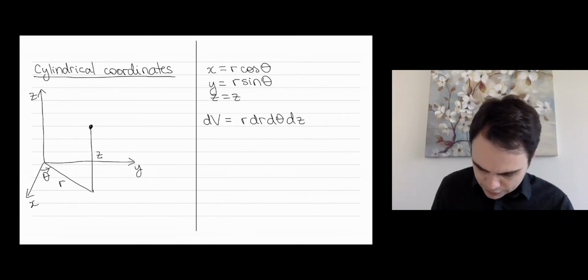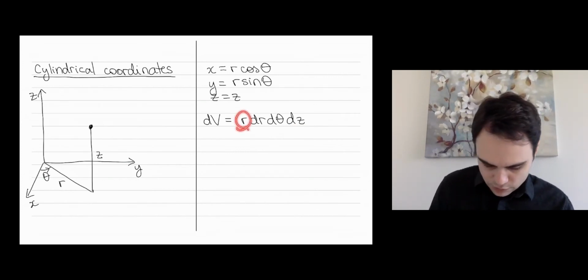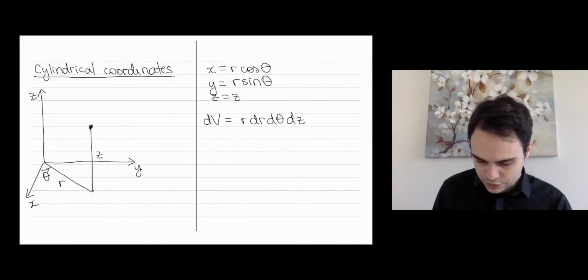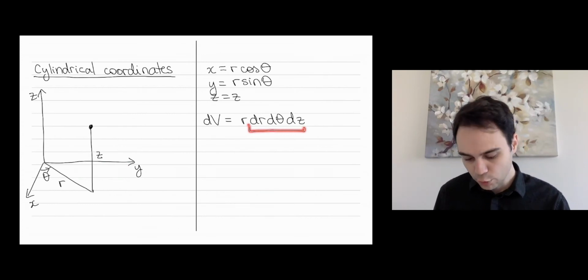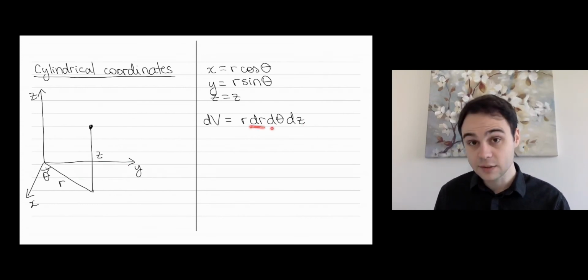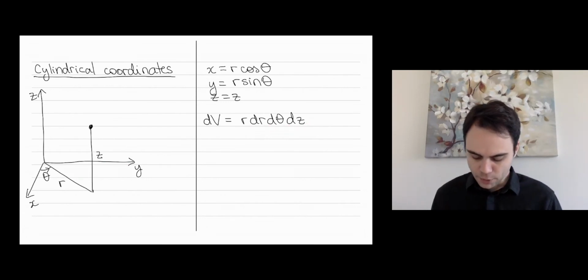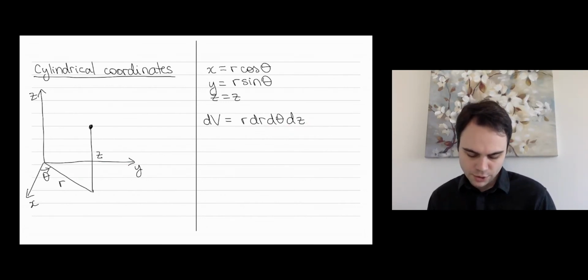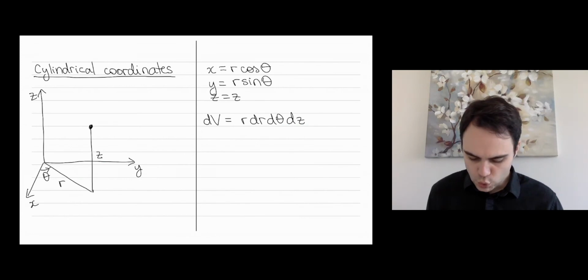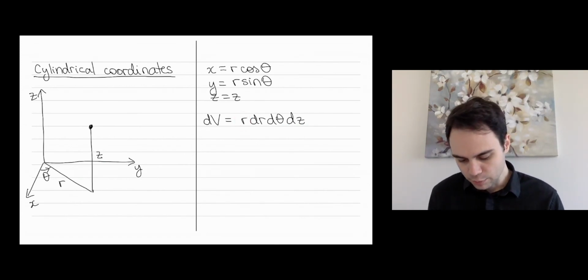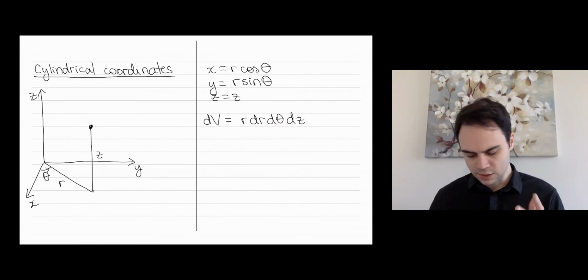Here's a quick picture explaining this factor r. What we're trying to understand is, if we start at a point and increase r by a little bit, theta by a little bit, and z by a little bit, I'm going to sweep out a certain amount of volume, and dV is that amount of volume. But it's not just the product of these three numbers.